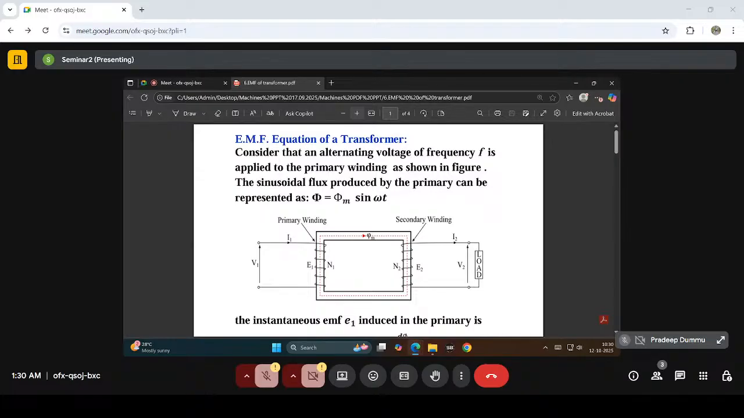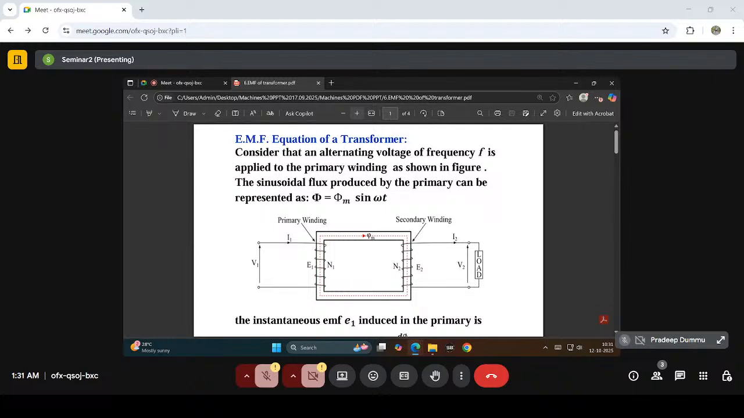Already you have studied in AC circuit. What is the current equation? I is equal to Im sin omega t. What is V? V is equal to Vm sin omega t. We are applying V is equal to Vm sin omega t, and we got current I is equal to Im sin omega t.